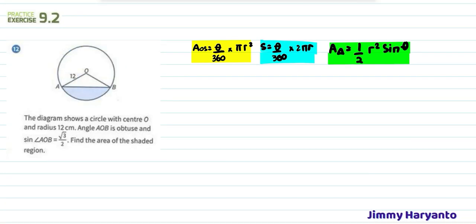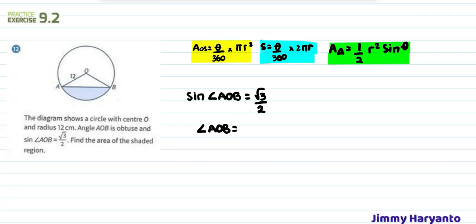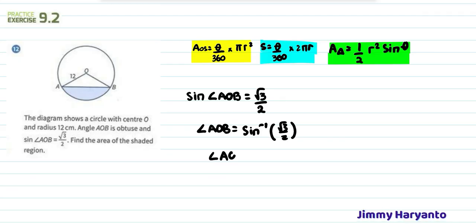Okay, next is question 12. For question 12, we have to find the angle AOB first before we solve the problem. So sine of angle AOB equals square root of 3 over 2. Angle AOB equals sine inverse of square root of 3 over 2. Using your calculator, you will have angle AOB equals 60 degrees. So this one is 60 degrees.